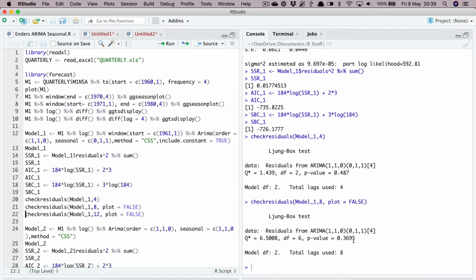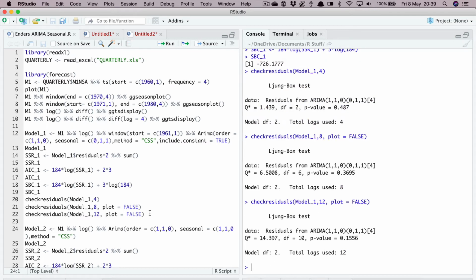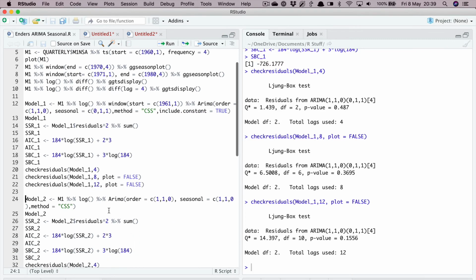Yep, that's fine, in fact. And 12 is fine too. So this model seems to pass the tests okay, but of course it may not be the best, so the models may also have residuals which are white noise and have lower values for AIC and so on. So the second model that Enders estimates is this one here.